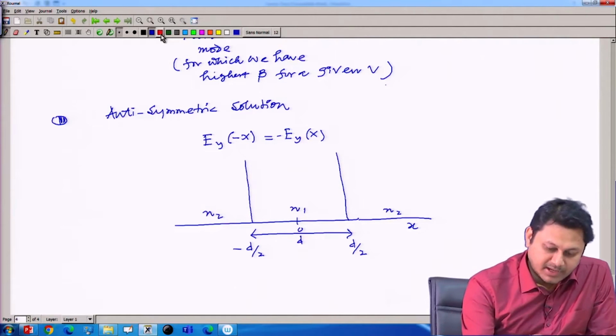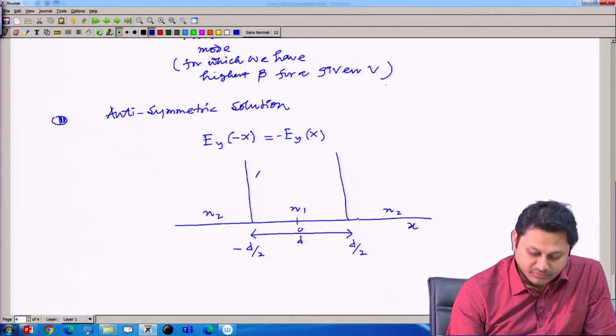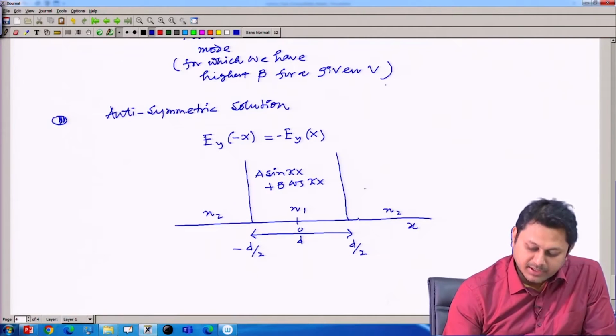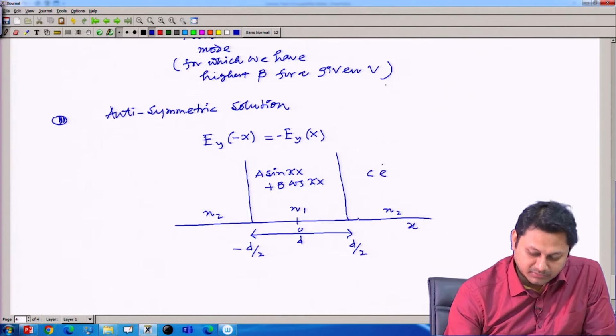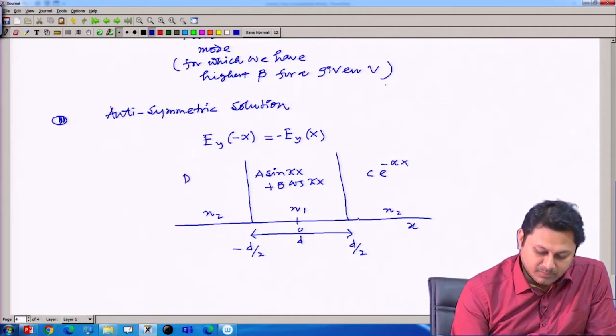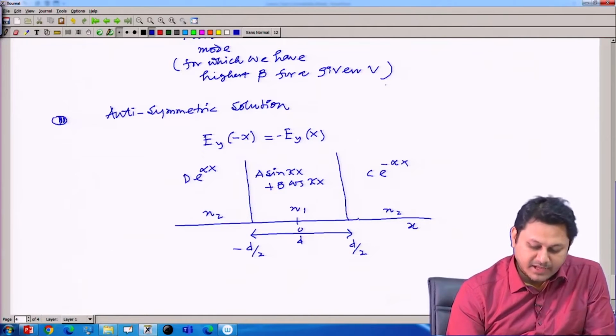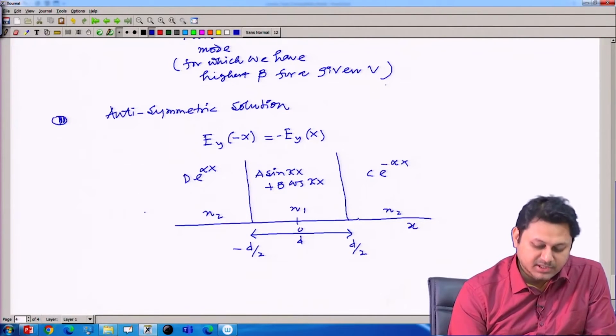If I write the general solution here, if you remember, it was A sine of kappa x plus B cos of kappa x, that was the solution here. Here we had an exponentially decaying solution, so suppose C e to the power of minus alpha x should be a solution here, and D e to the power of alpha x is a solution here. Mind it, in this region the value of x is negative.